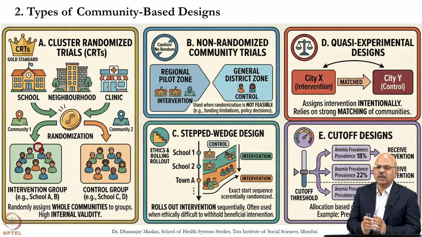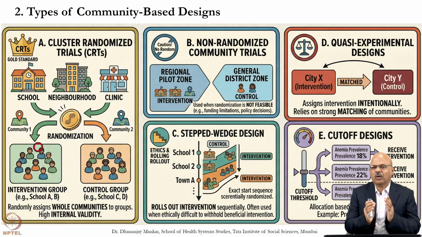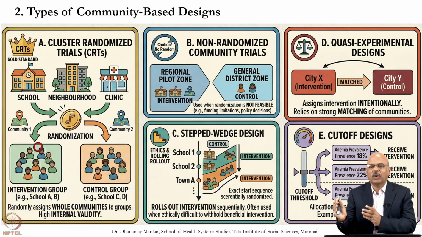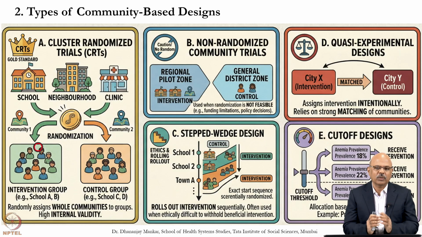Then comes the quasi-experimental design, where a city X, for example, one particular city, can be taken for intervention. The whole city can be taken rather than a group, which is what is stated in the cluster trials, and a city Y is taken as a whole city as a control, and both city X and city Y are matched. The reason is that assigning this intervention intentionally relies on a strong matching of communities, where a certain set of people from a particular city are compared with a certain set of people from the other city. So this matching is very, very important in the quasi-experimental design, where there is an experiment done on the basis of comparison.